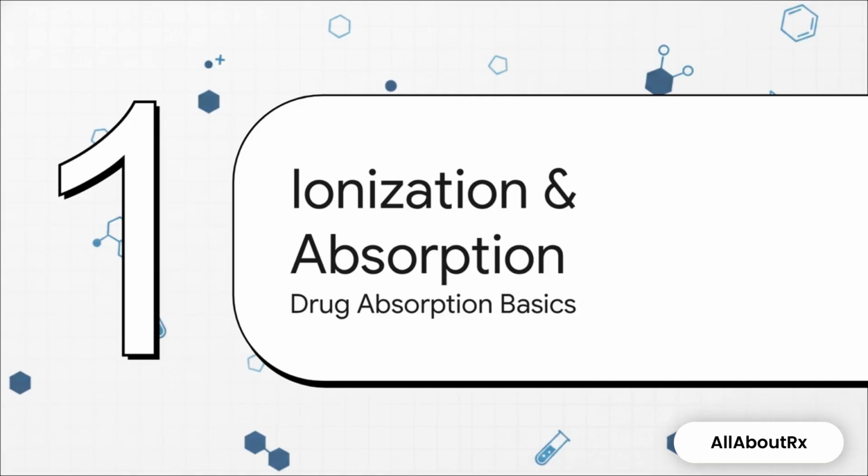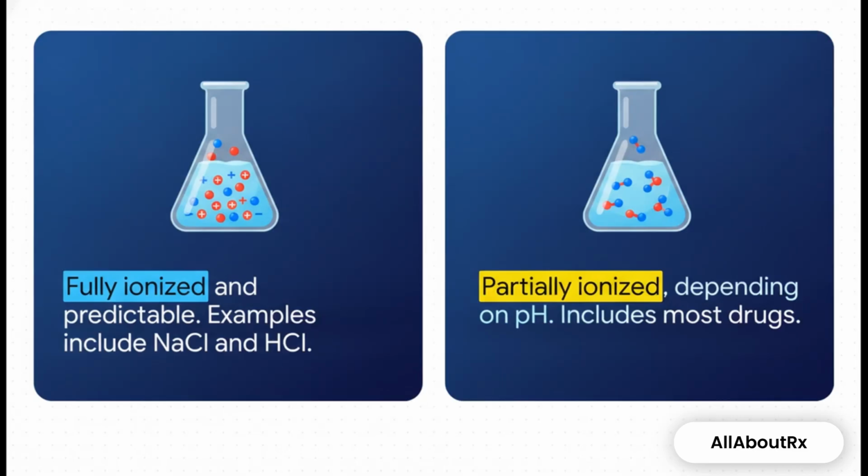Ionization and drug absorption. Let's start with ionization. Basically, it's the process where a substance completely or partially dissociates into ions. And why does this matter? Because it dictates solubility, stability, and most importantly, absorption.